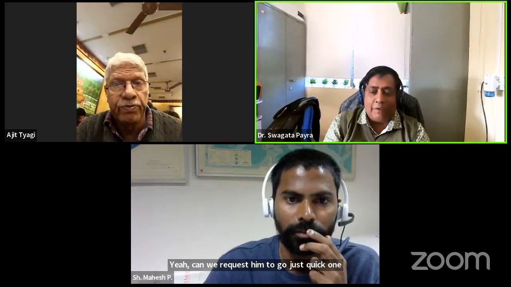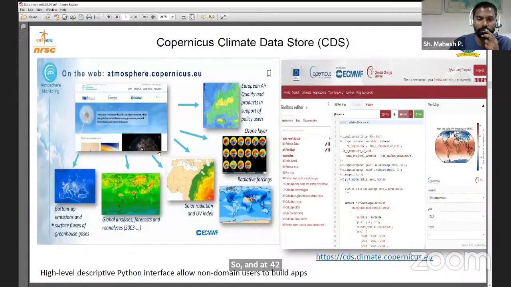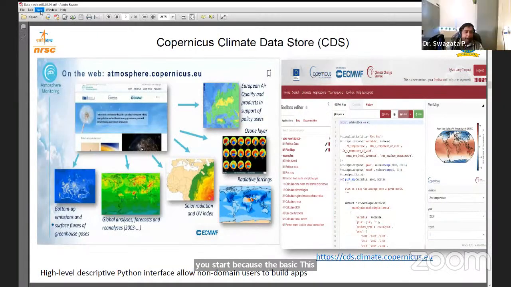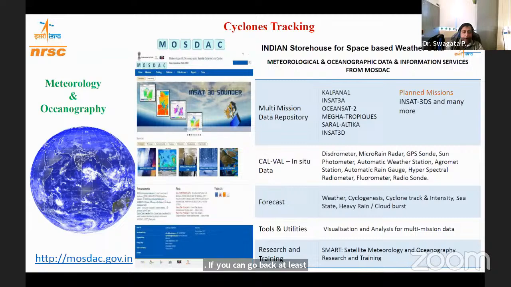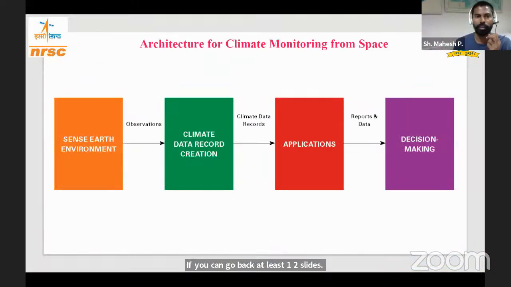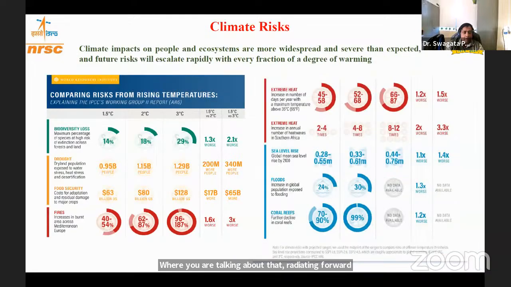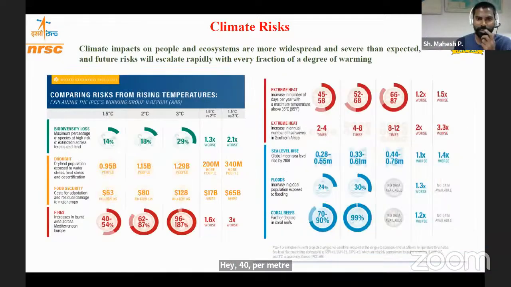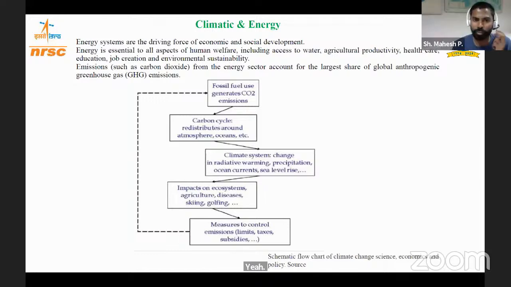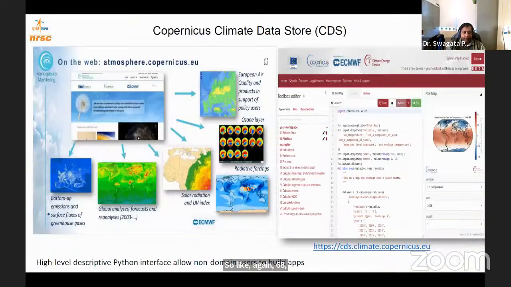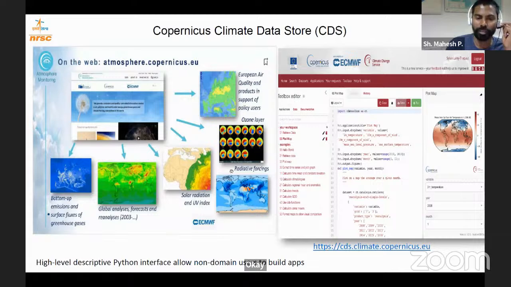Sorry, 342 watt per meter square, at least from there if you start, because the basic of the science, visible now? Yeah, it's visible now, but we have a little request. If you can go back at least one, two slides where you are talking about that radiative forcing. 340 watt per meter square from that. Actually, I was just telling that it is not written there. Because maximum, like 1368 would be double the atmosphere. Maximum participants are students and researchers, so your basic starting would be more beneficial for them. If you can quickly go through.